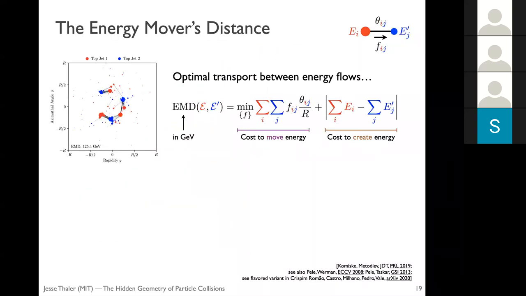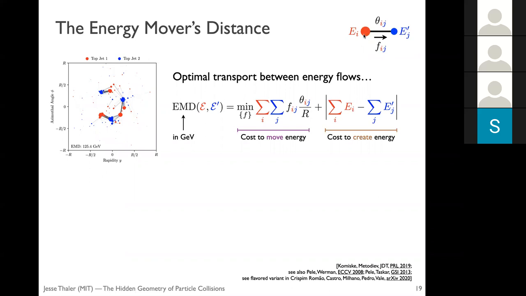Good. Okay, so I didn't actually explain this, so let me try to explain a little bit more. Here is a blob of energy in one event in red, and here's a blob of energy in another event in blue. I want to destroy all the red energy and transport it to blue, and I want to find the Fs that accomplish that.